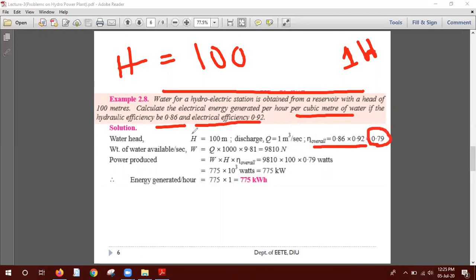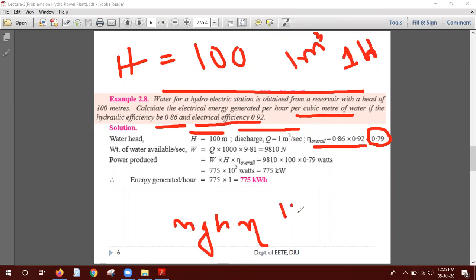So my student, height is given, 100 meter. The discharge, basically the amount of water discharging per second, is 1 cubic meter. Okay, that is discharging every second. The rate is given here. So we all know that mgh into eta. Okay, so m, what will be the mass? I already told you that 1 meter cube is 1000 kg. So 1000 kg will be available here, 1000 kg into g, which is 9.81 basically.